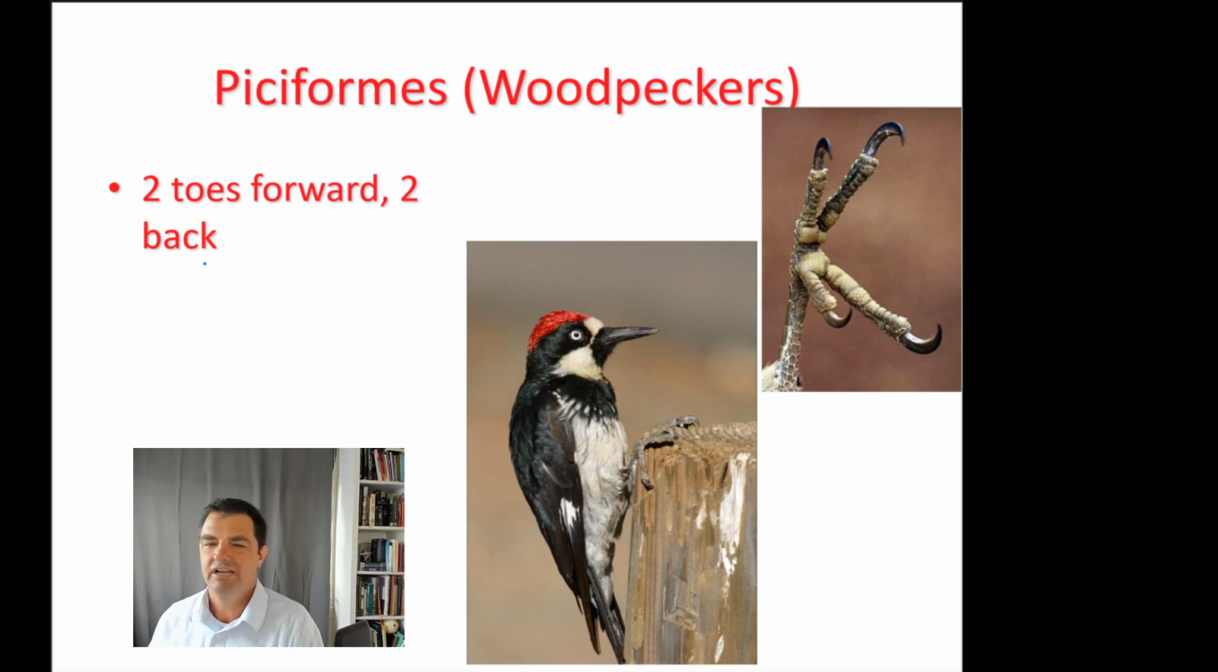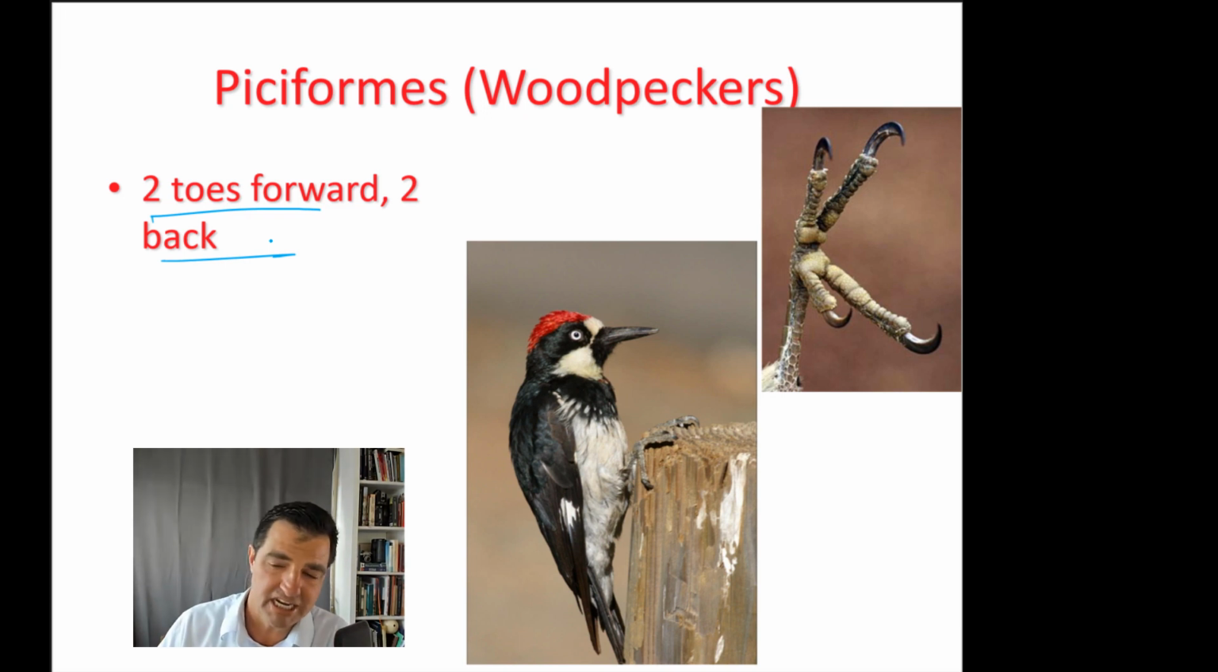And then we have the Piciformes next. The Piciformes are woodpeckers, and woodpeckers have two toes that point forward and two that point backwards, and that allows them to move up and down the side of a tree. That's where you often will see woodpeckers. Woodpeckers hit a tree or a stump or a log, and they tap on it looking for insects.